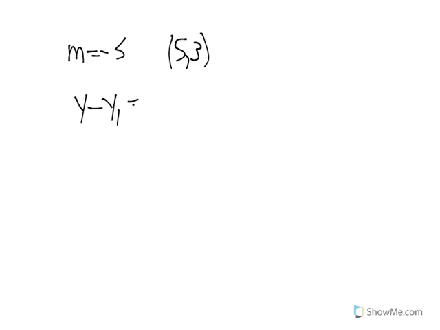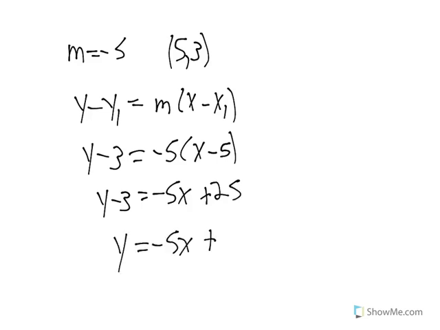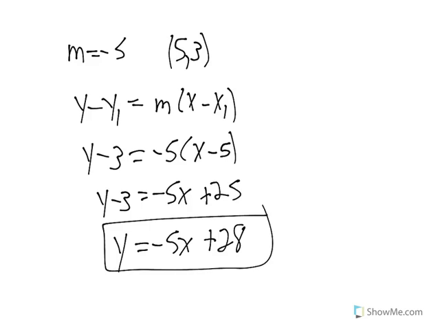So then, y minus y1 equals m times x minus x1. Typical point slope formula, right? So y minus 3 equals negative 5 times x minus 5. So y minus 3 equals negative 5x plus 25. y equals negative 5x plus 28 when you solve for y explicitly. And there's our solution.